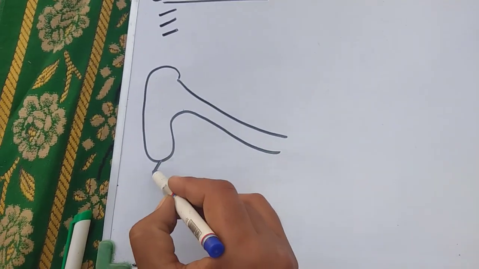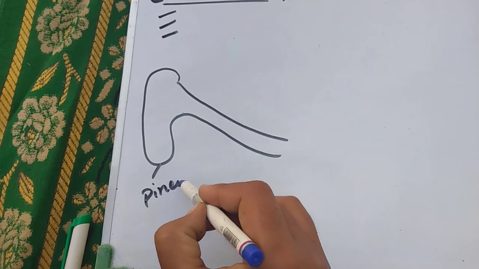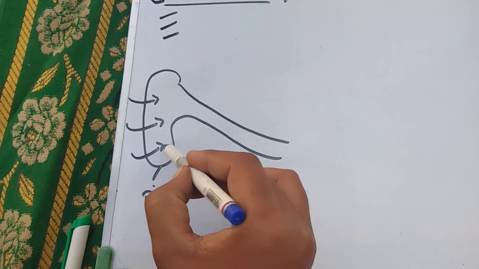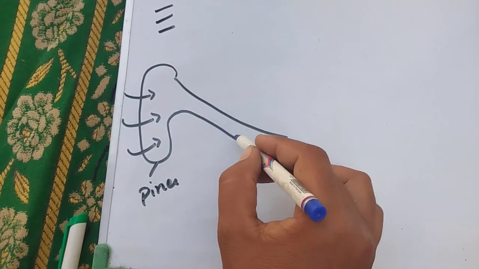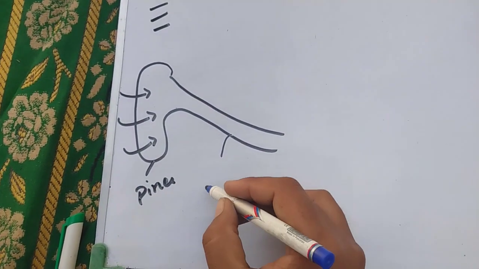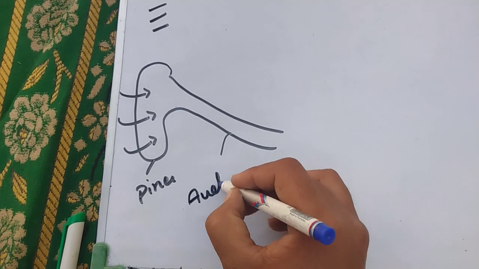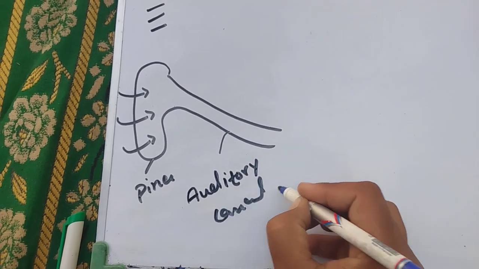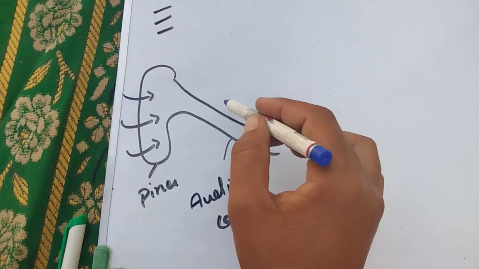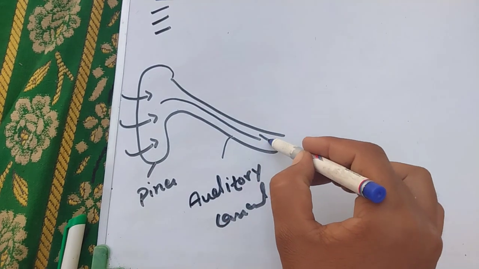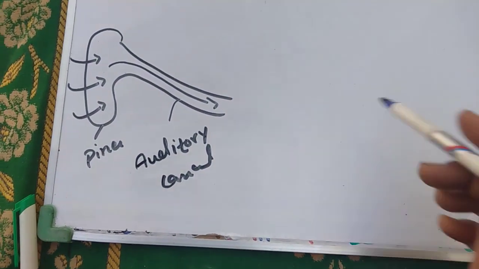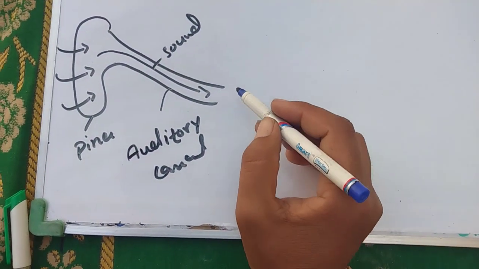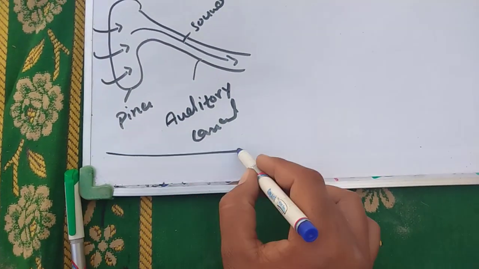The external ear consists of the pinna, which is made up of cartilage. The pinna receives sound from the surrounding environment, and the pinna is attached to the auditory canal. The auditory canal receives this sound. So this is the anatomy of the external ear.